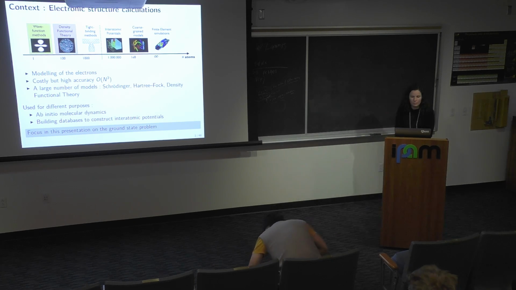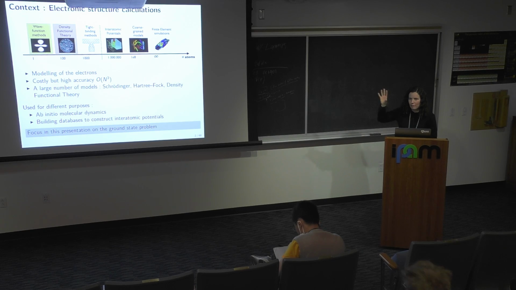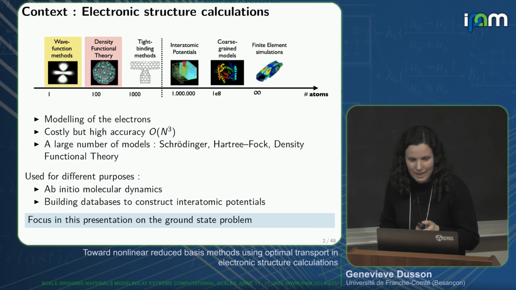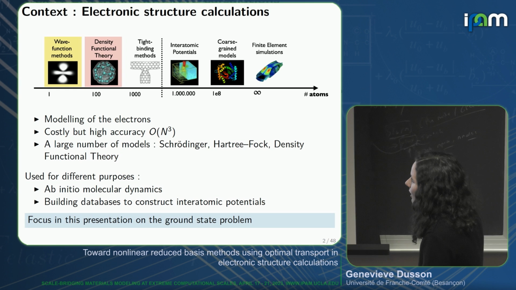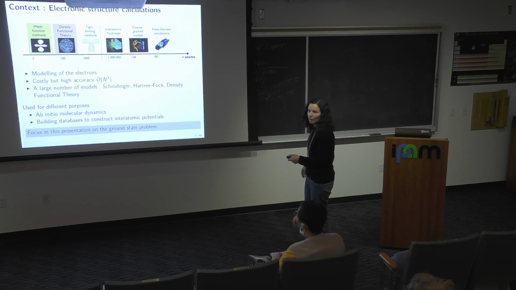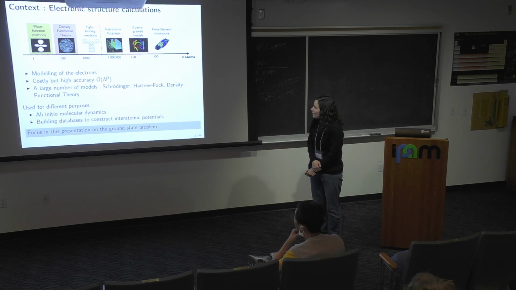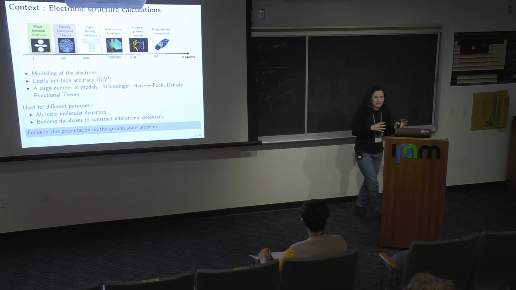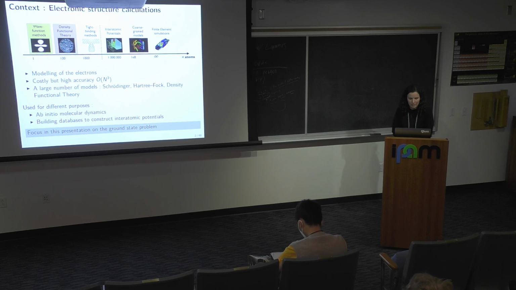Okay, so in this talk, I will focus on electronic structure calculations. I have kind of the same picture as Gabor, who talked a lot about this. What I will just say is that in this talk, I will really focus on this extreme left part of the figure here: wave function methods and density functional theory. These are extremely expensive methods, but also highly accurate methods that model the electrons in the molecular systems or the material systems that you're looking at. There exists a large variety of models, from the Schrödinger equations to Hartree-Fock, density functional theory, and a lot of other ones.